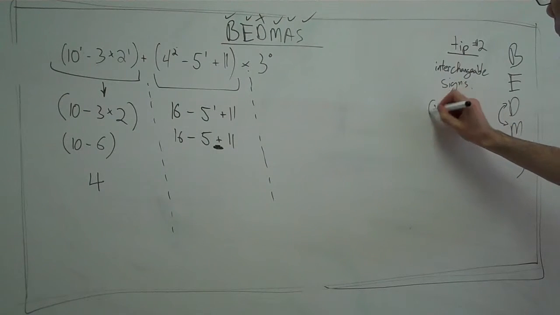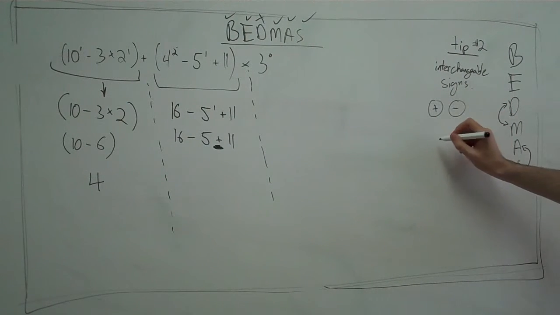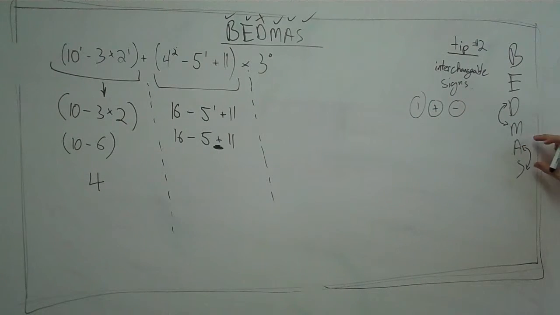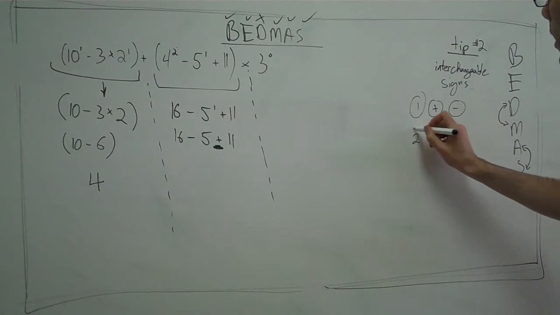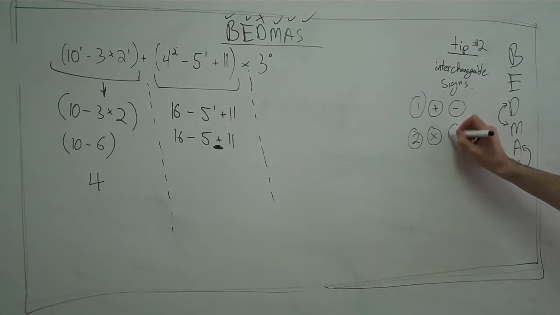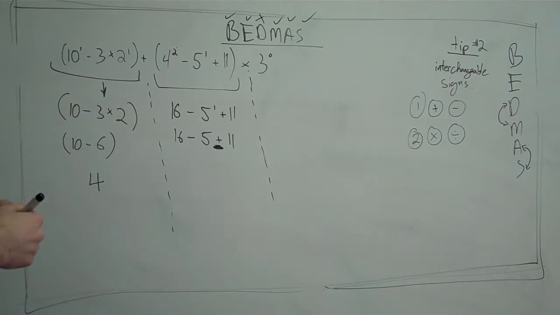And that would be addition, subtraction. That's one set of interchangeable signs. Second set of interchangeable signs is multiplication and division. Okay, perfect. Now, let's go back here.